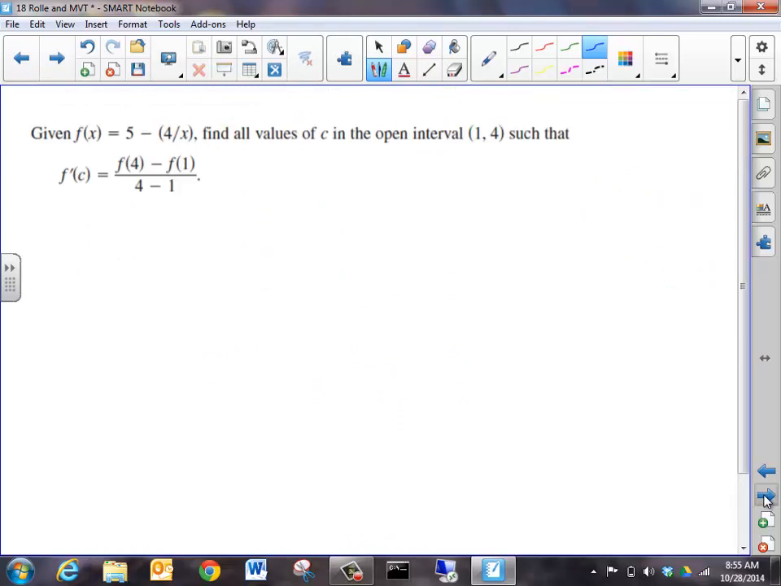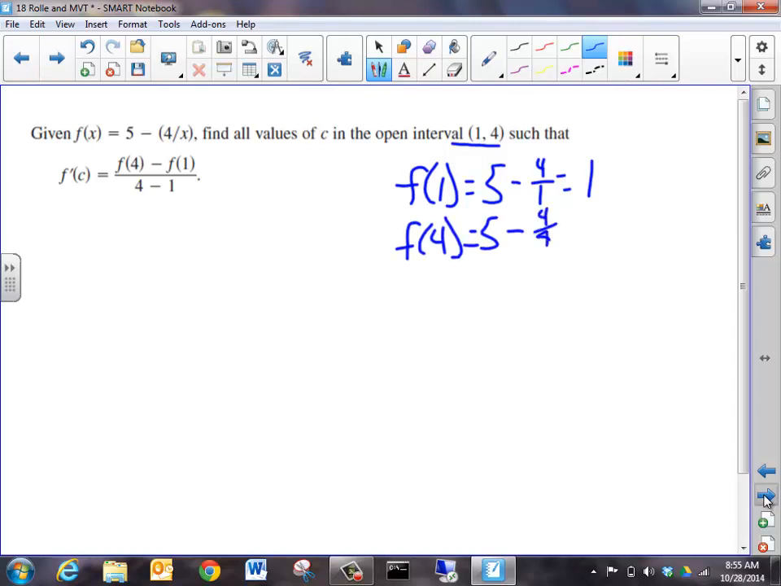Now, what is this an example of? Well, we look at our interval 1 to 4. What is f of 1? Can anyone tell me? It's going to be 5 minus 4 over 1, which is 1. And f of 4 is going to be 5 minus 4 over 4, which is 4. So our endpoints aren't the same, are they? So what are we using this time?